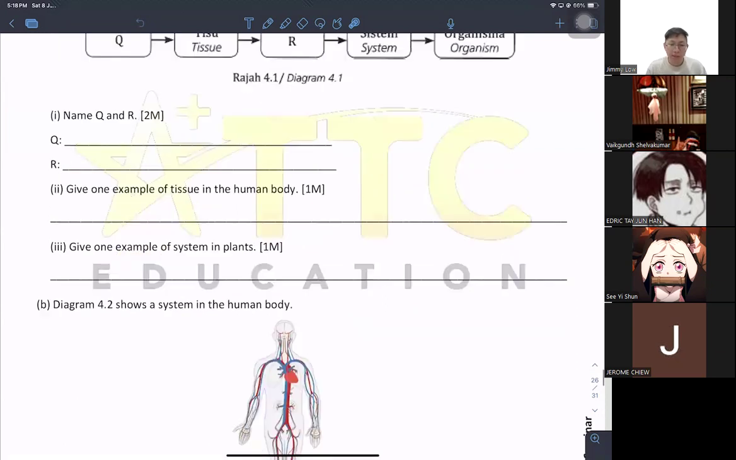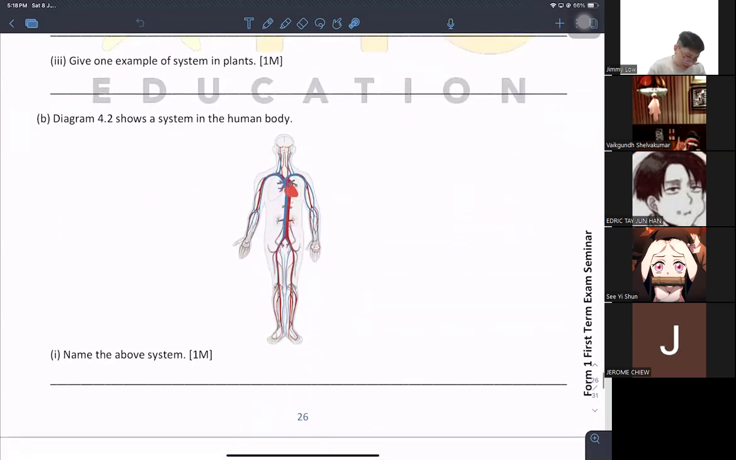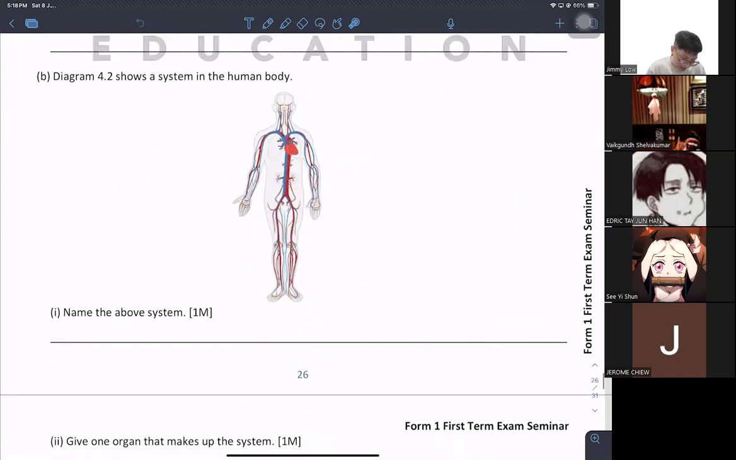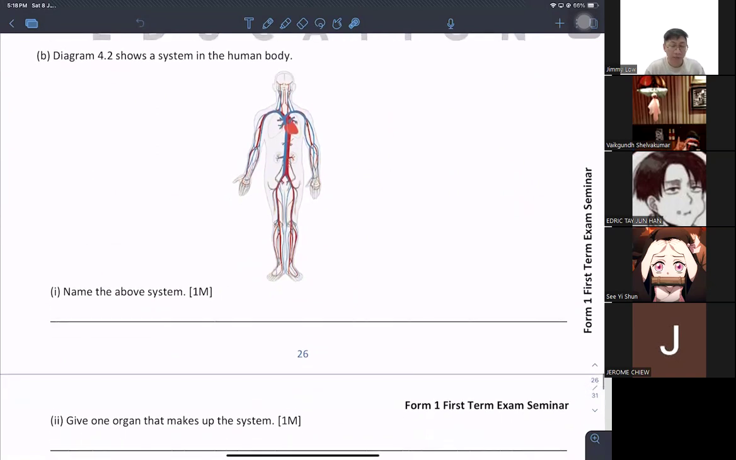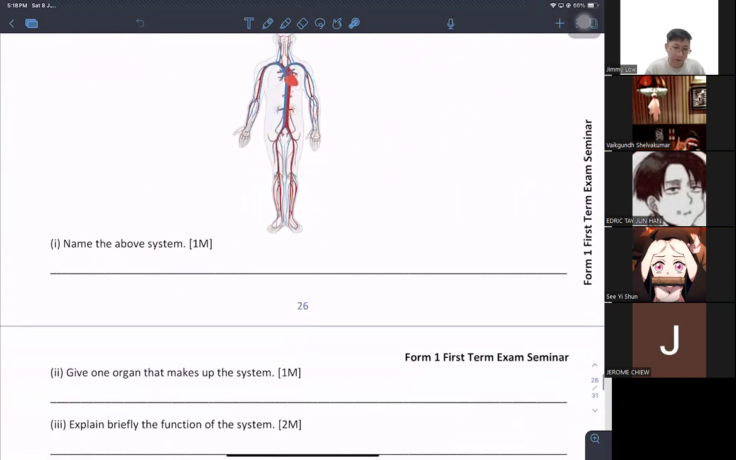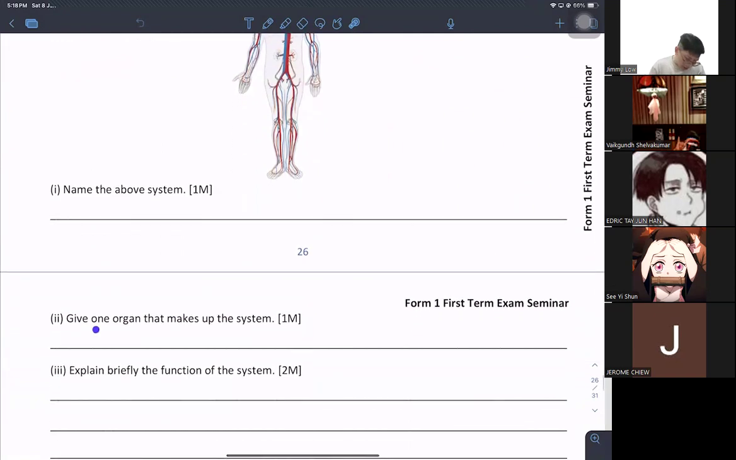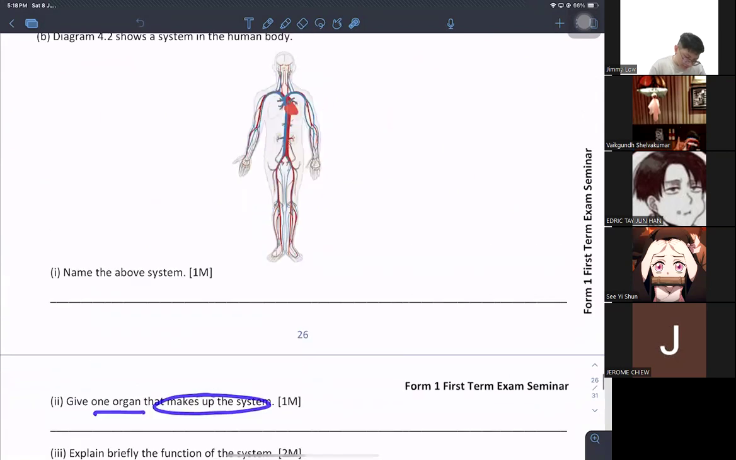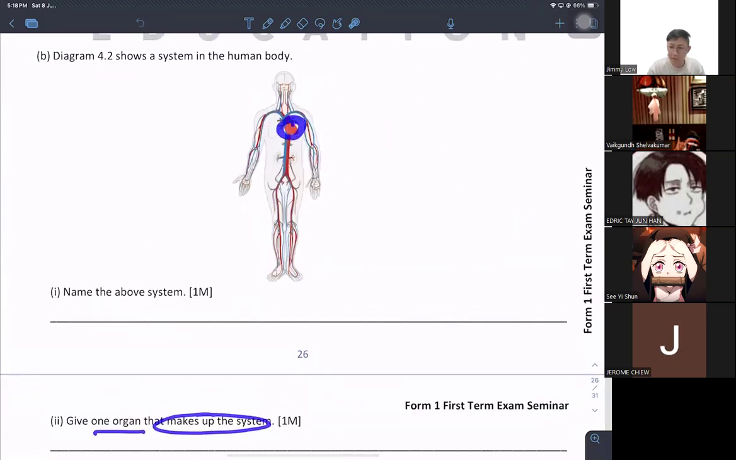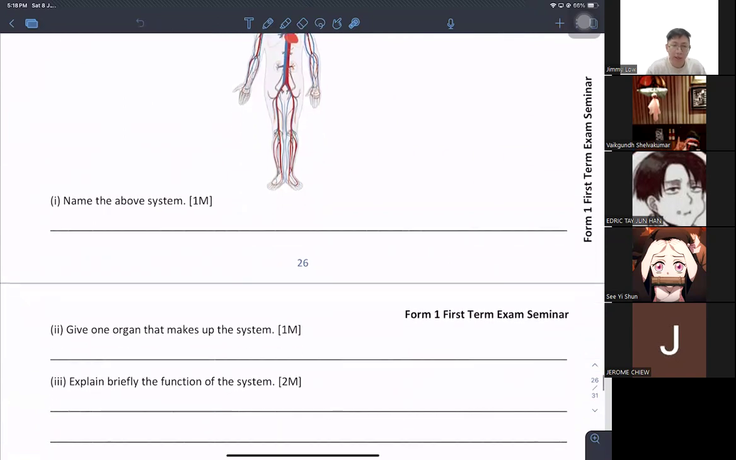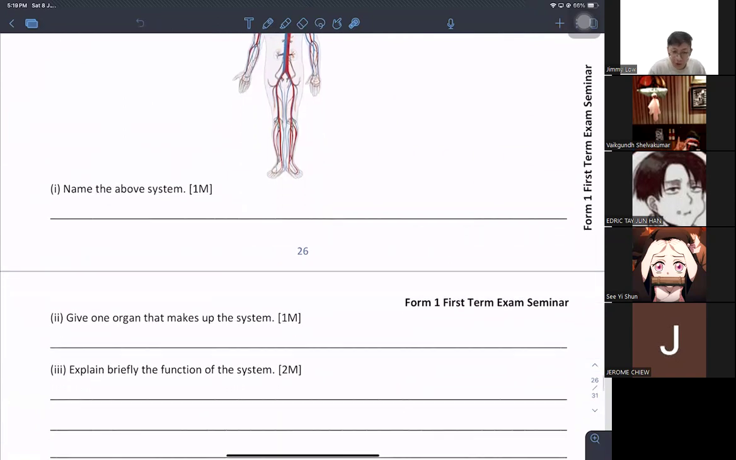So B, this one you can see got heart, got a lot of blood vessels in the body. Name the above system. So blood circulatory system. One organ that makes up the system: the heart is so big, just write heart. Then explain briefly the function of the system.